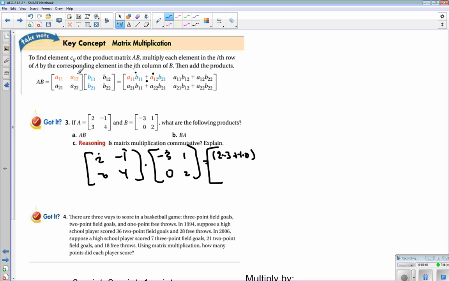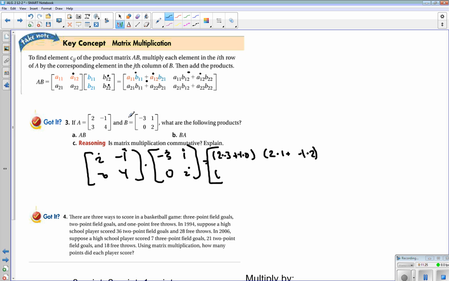To get this guy here, I'm going to take my first term, which is 2, and multiply it by the first in the second column. And then I'm going to take my -1 and multiply it by the 2.